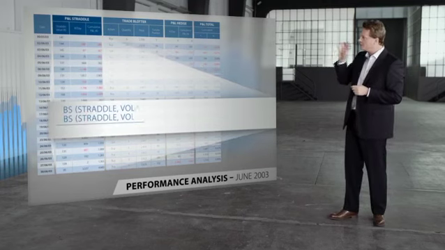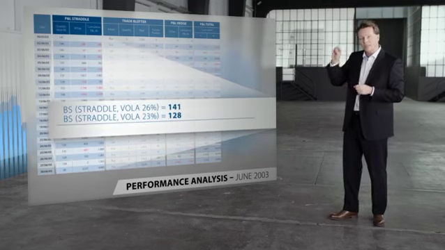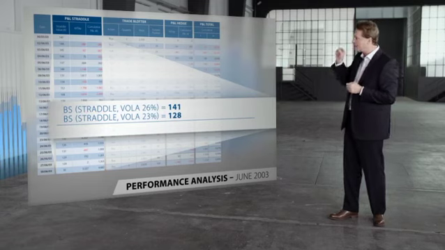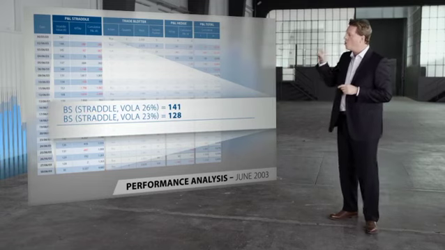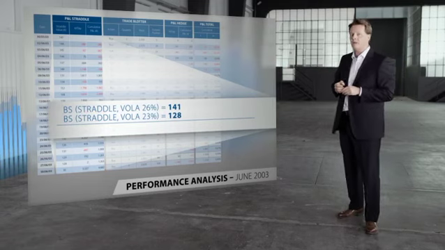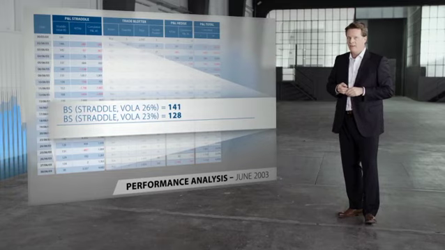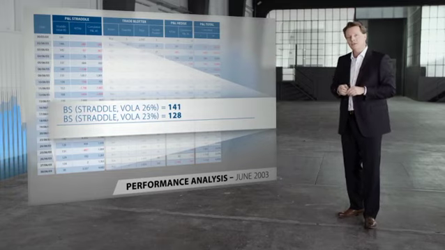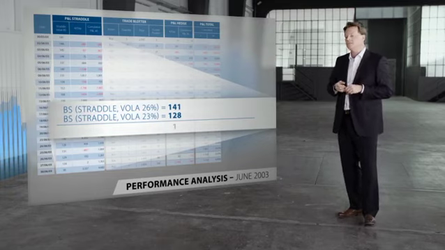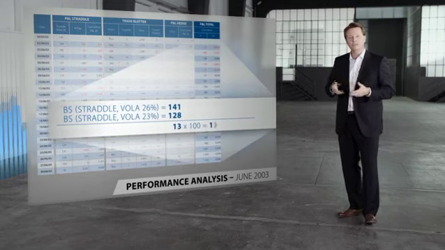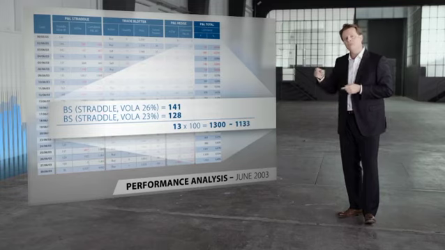Let's look at it another way. Let's assume we had sold those two options not with an implied vol of 26%, but with the actual realized volatility of 23%. Then we would have realized 128 euro of premium income. 141 minus 128 equals 13. 13 times 100 is 1,300. And that is really close to the true profit we realized. This result is no coincidence.